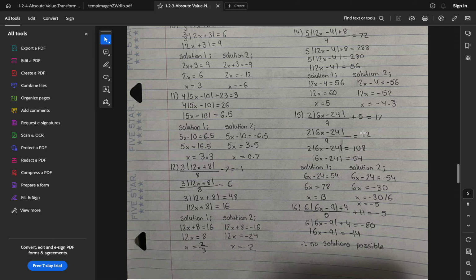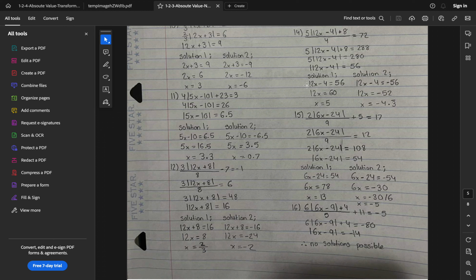Question number 14. We have 5 times the absolute value of 12x minus 4, plus 8, divided by 4, equivalent to 72. Once again, we rearrange like we've done in every other question before so that we only have the values in the absolute value. So we end up getting the absolute value of 12x minus 4 is equivalent to 56. And once again, two possibilities where it's equivalent to positive 56 and negative 56.